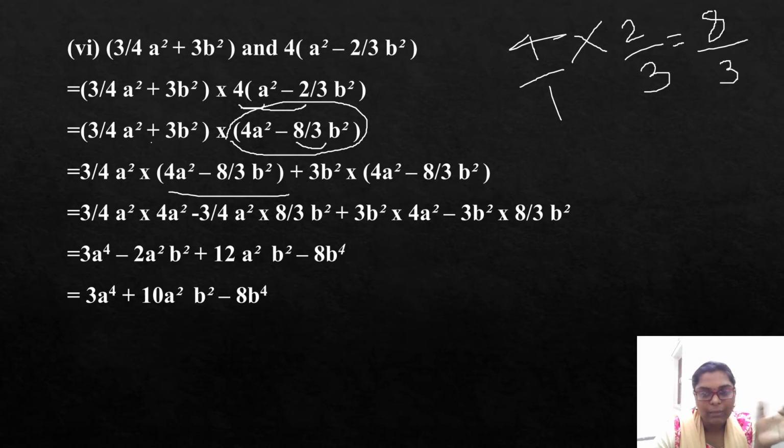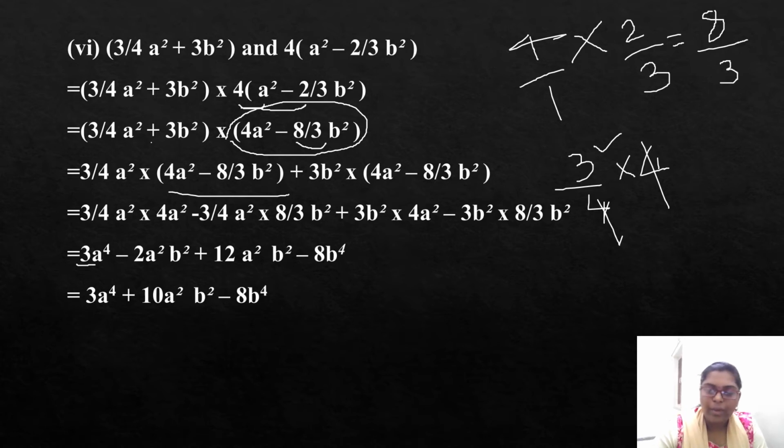Now as usual multiplying like the previous problem. 3 by 4 into 4a square. Here I am writing 3 by 4 into 4. Right? So this 4 and 4 get cancelled. You will get 3. So here I put 3. A square into a square, what you will get? A power 4. Right? Next minus 3 by 4 into 8 by 3.